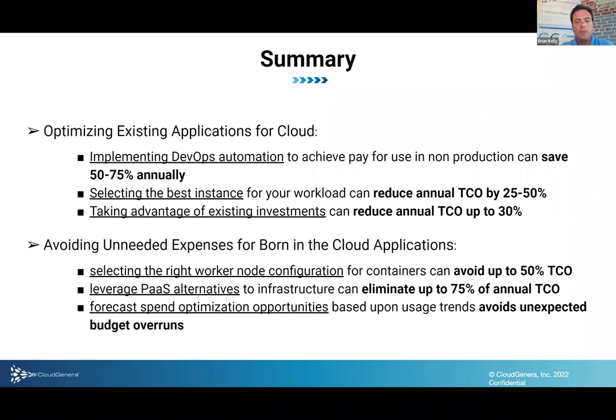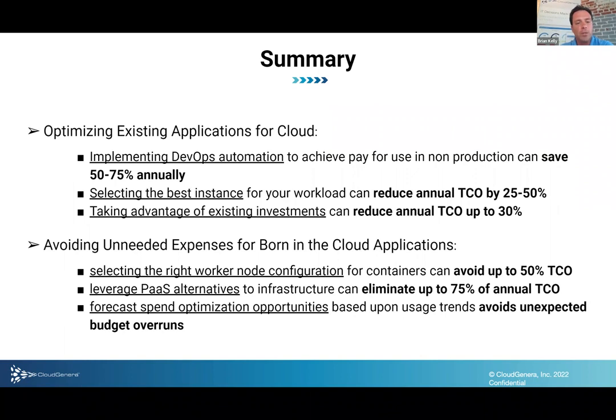Second, in this area, we talked about leveraging PaaS alternatives to infrastructure. We talked about the nuances of making sure that if you have a database that doesn't require additional services to be installed on the same operating system, that you might benefit from platform as a service. And as we see in the data, that benefit could be up to a 75% reduction in annual total cost of ownership to support that middleware workload.